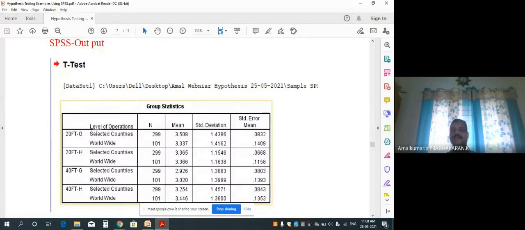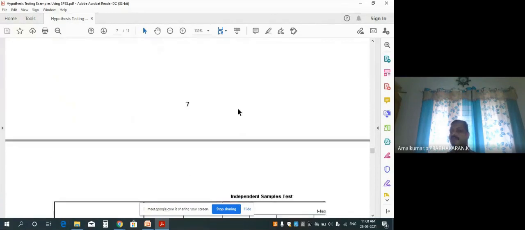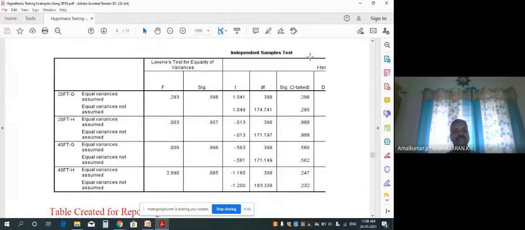And the second one is the level of operation. There are two levels of operation: the selected country oriented companies and the worldwide operating companies. This is the sample size from each category, and this is the mean value and standard deviation value. And this is the independent sample t-test.